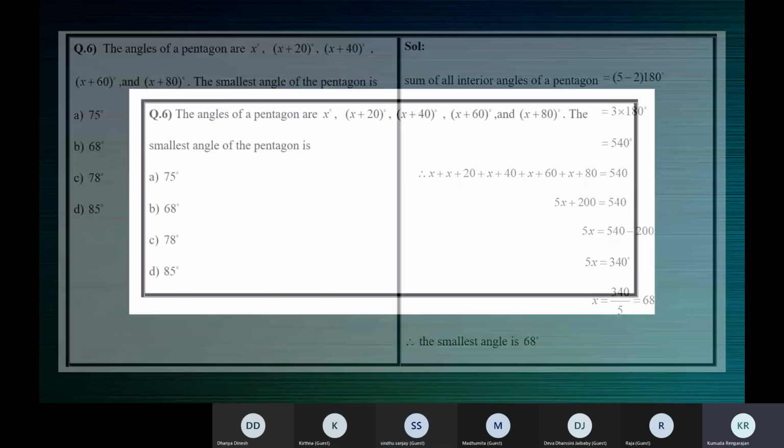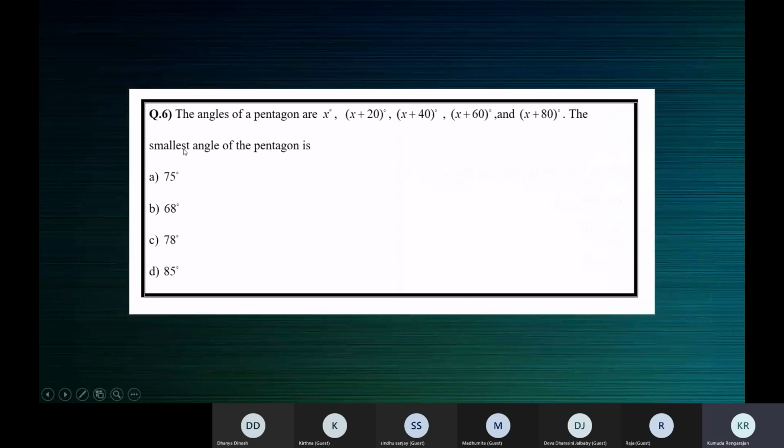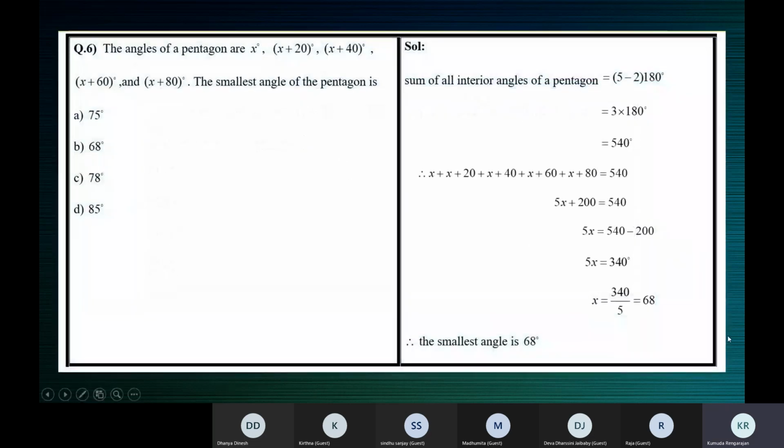And why is that the smallest angle? The question is to find the smallest angle of the pentagon. X is the smallest angle, because you can see x plus 20, x plus 40, and x plus 80 is the greatest angle. So the smallest angle is the value of x, which is 68.